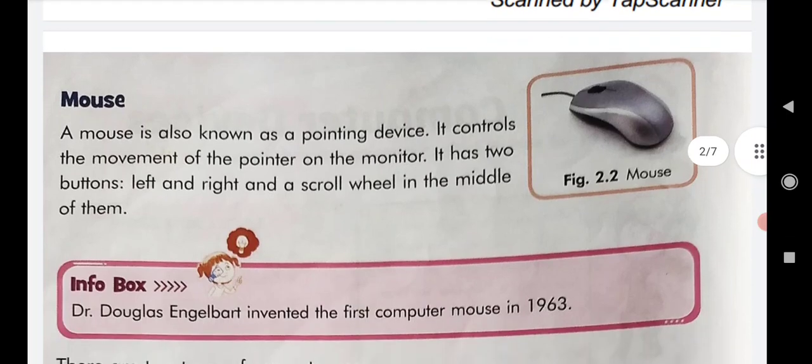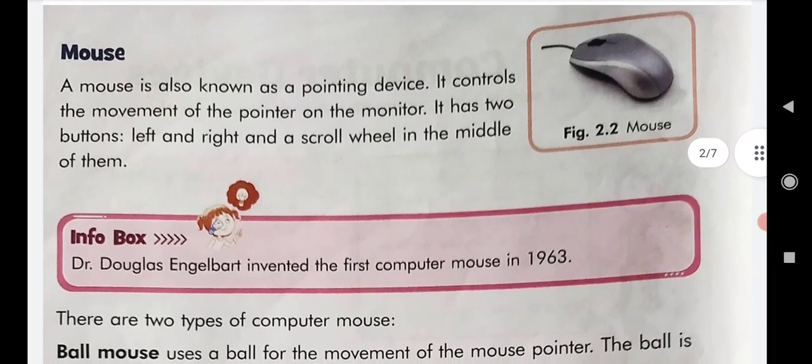Next is mouse. Mouse is also an input device. It is also known as a pointing device. It controls the movement of the pointer on the monitor. In a mouse we have two buttons, one is left and the second is right, and a scroll wheel in the middle of them.